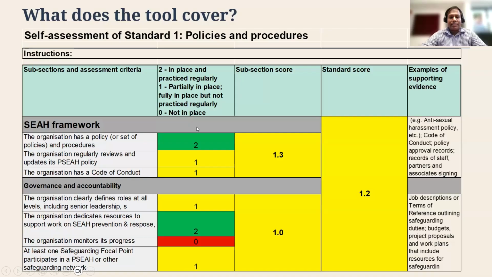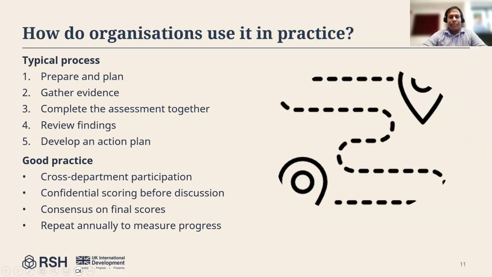So next slide, please. So how should organizations use it in practice? The process itself is one of the greatest strengths of the tool. It begins with planning and identifying a small cross-functional group to lead the assessment. Staff are then asked to gather relevant evidence from their own areas of work. The assessment itself is completed through facilitated discussion where participants review each criterion together.